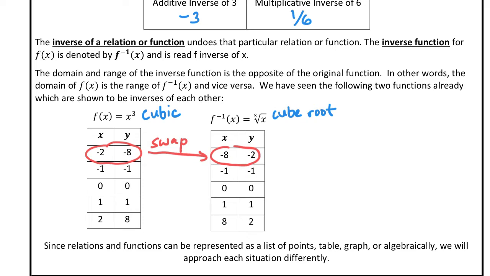Since we've seen that functions can be represented in an equation, they can be represented in a table, and you can graph these points to represent functions as a graph. So again, we can represent functions by points, tables, graphs, or even algebraically, like with equations. So we're going to approach each situation differently. The first thing we're going to look at is inverse functions, how to deal with them if they're in a list or in a table.